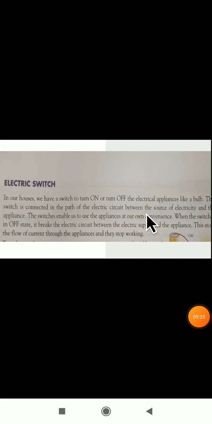This is where we use the on and off method in an electrical appliance like a bulb. If you want to put on the bulb, we just press the on button. Next, if you want the bulb to be off, then we use the off button here. See here.